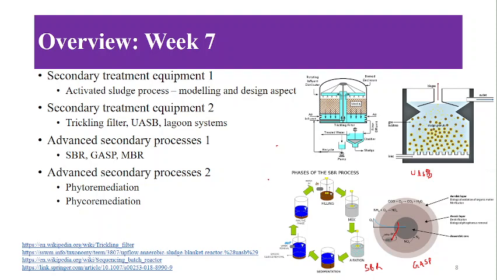Next, in the advanced secondary processes, we looked at phytoremediation and phycoremediation. Phytoremediation is using plants or trees to treat pollution, or to reduce the polluting components in the air, the water, or the soil. And phycoremediation is the use of certain algae which can remove pollution from different mediums.